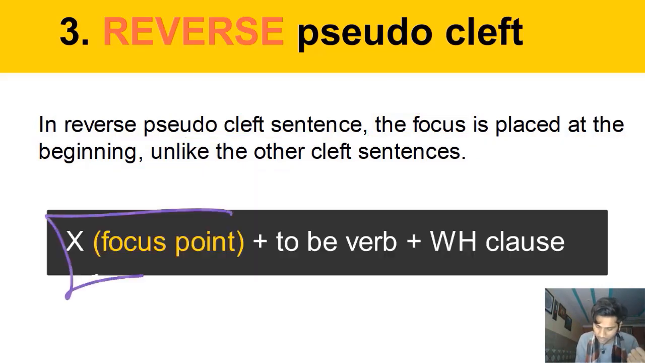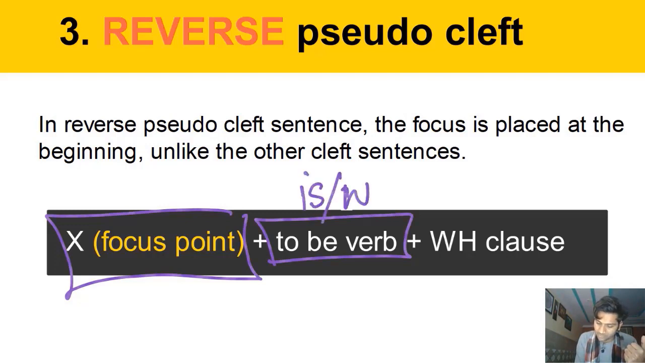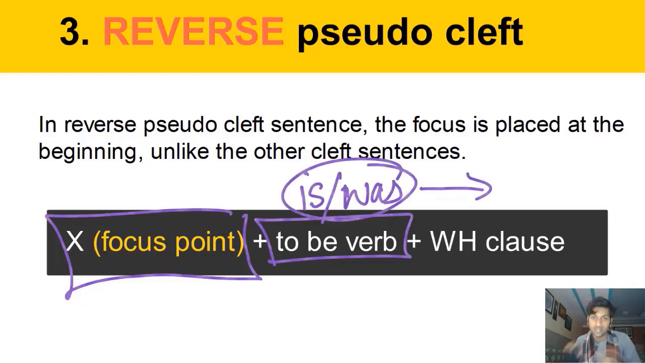First comes the focus point X, followed by the to be verb, which is going to be is or was. Now understand this, it doesn't matter whether the element that comes after it is singular or plural. You're always going to use a singular verb, is or was. It was my father, it was my friends, it was my father who saved you, it was my parents who saved you. It's always going to be singular.